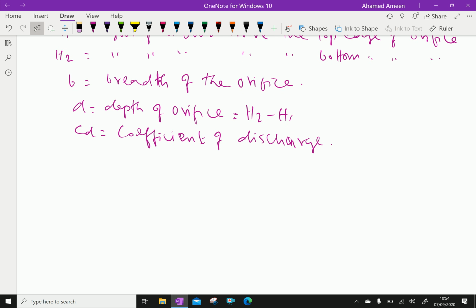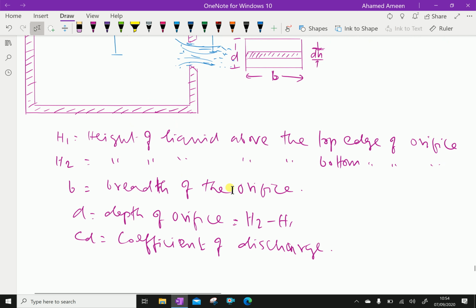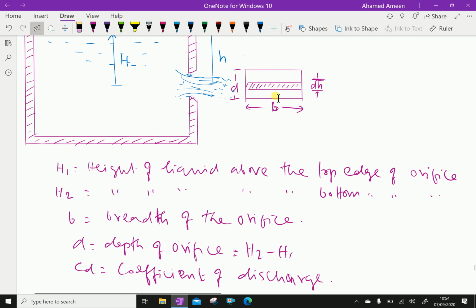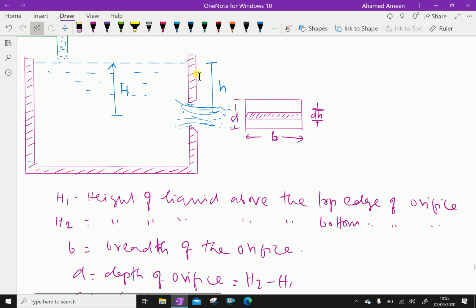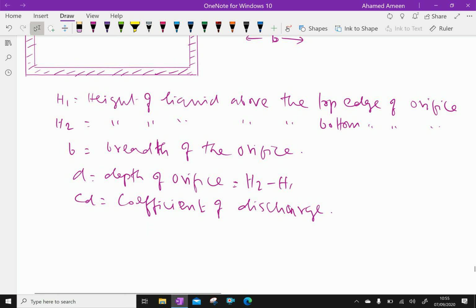Consider the elementary horizontal strip, which has a depth dh, at a depth of h below the free surface of the liquid. That means here dh is the width, and this h is the depth of the strip from the free surface of the liquid.